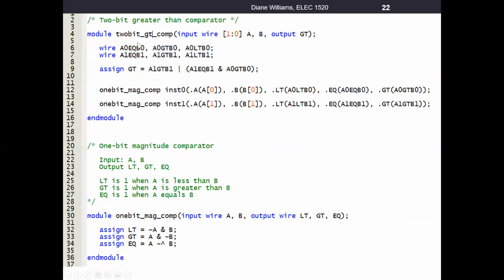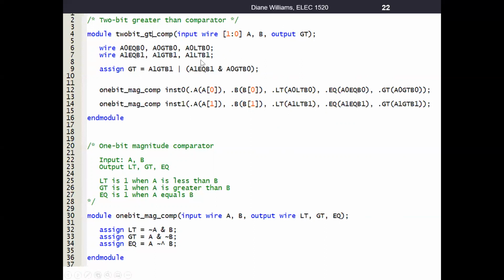Here is our 2-bit comparator. I call this GT because it's going to tell us for greater than. It still has 2 inputs, A and B, that are 2 bits wide. It has 1 output, GT. It's going to need some internal signals.